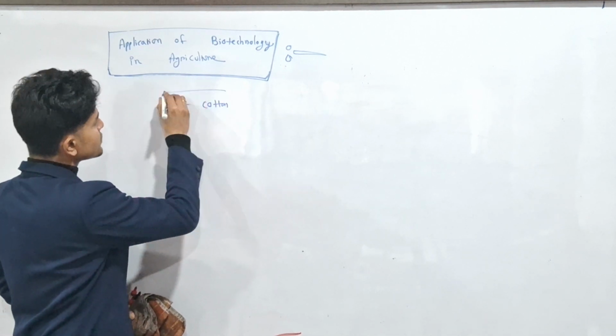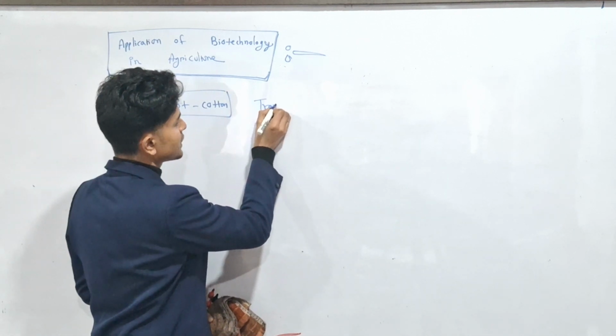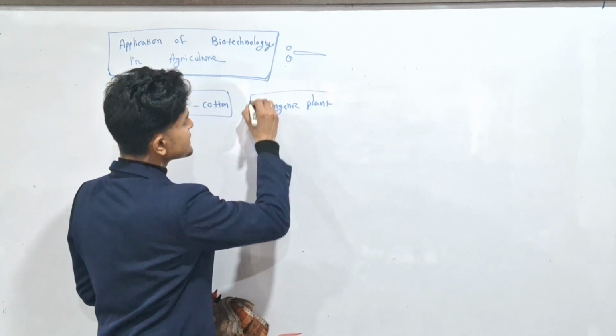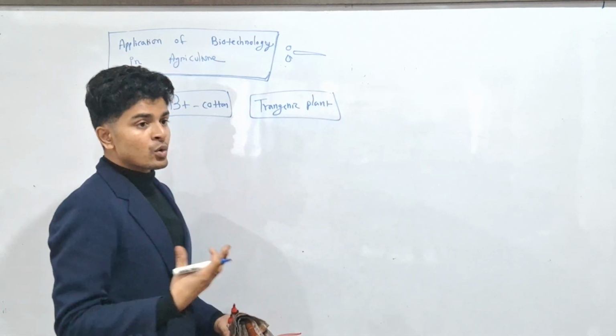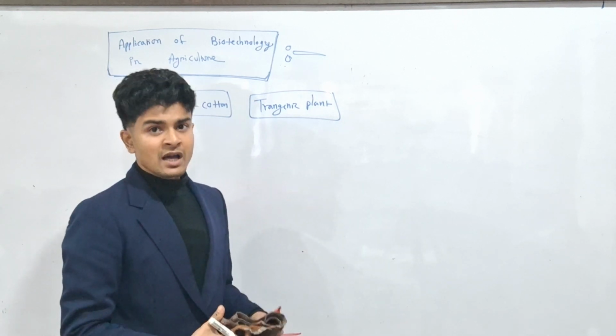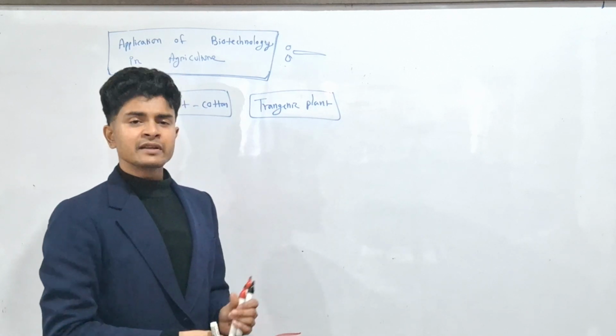So what is BT cotton actually? It's a plant. What kind of plant is it? It is a transgenic plant. What is meant by a transgenic plant? A plant whose genetic makeup we can modify by genetic engineering. Those kinds of plants are called transgenic plants.